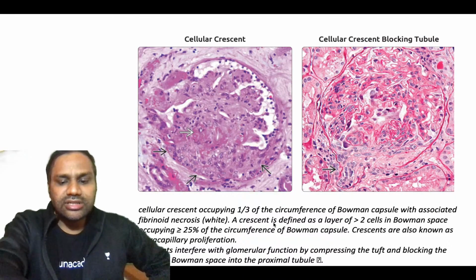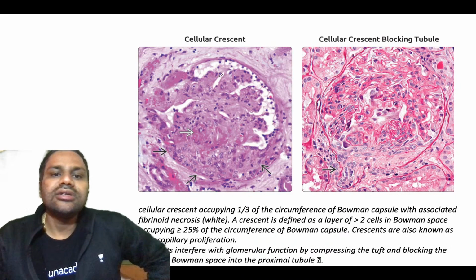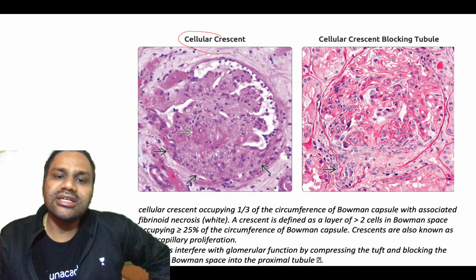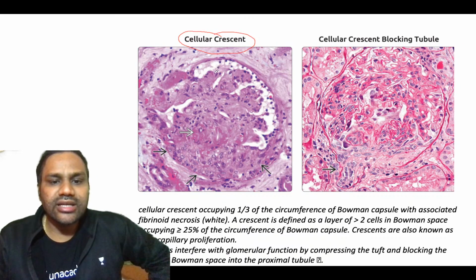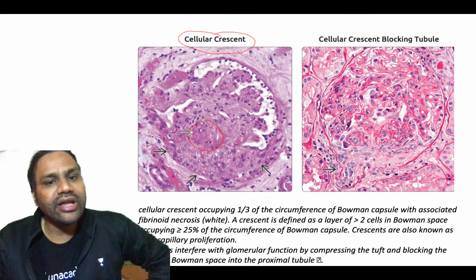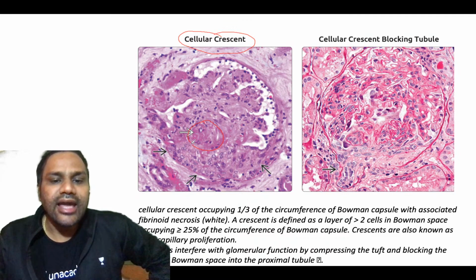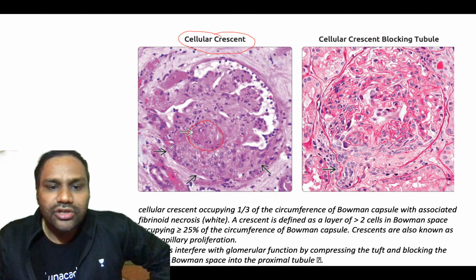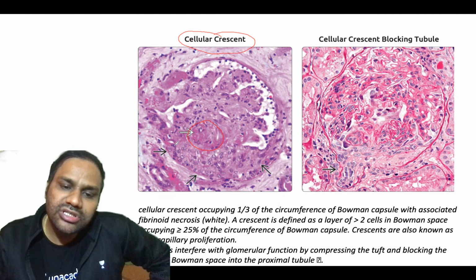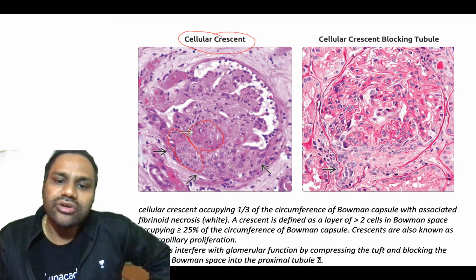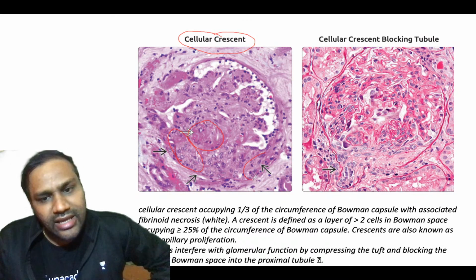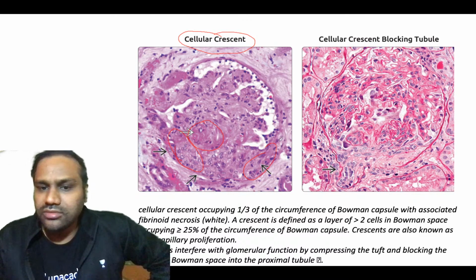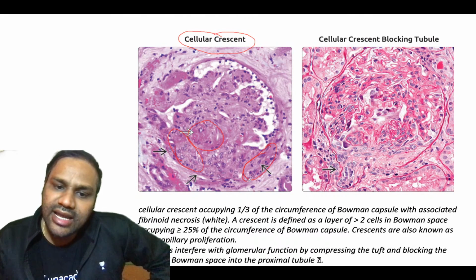Now coming to the cellular crescent, as I said. Here you can see a fibrin deposition. You can see fibrinoid necrosis very commonly in a crescent, and this is a crescent. Here you can see Bowman's capsule disruption, and this area is showing a crescent. Again, this area, there is a disruption of the Bowman's capsule, and this area is showing crescent.